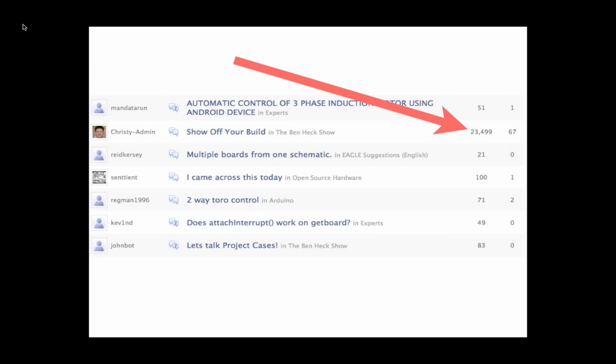Another type of discussion, and to be honest, there are certain types of discussions that we see work across almost every type of community. One that especially works well is this one where people can show off what they've done. So in this discussion here, show off your build in the Element 14 community. I think it's in the Element 14 community.